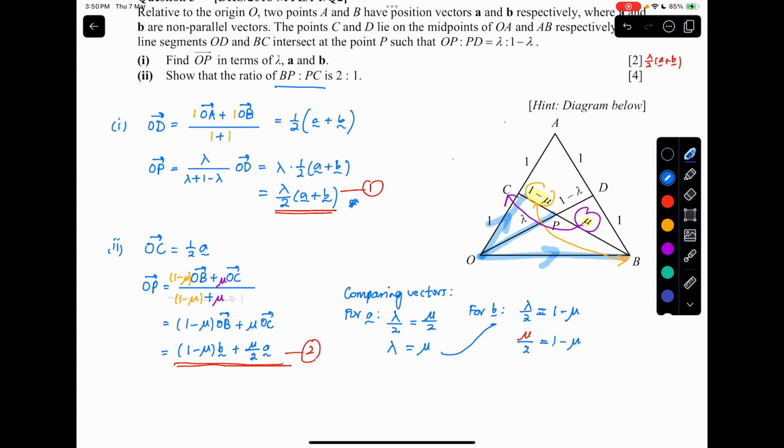Actually, for BP and PC, what we're looking for is mu over 1 minus mu. So over here what we'll do is mu divided by 1 minus mu, and this will be equal to 2 over 1. Therefore the final answer for BP to PC is just 2 parts to 1 part.